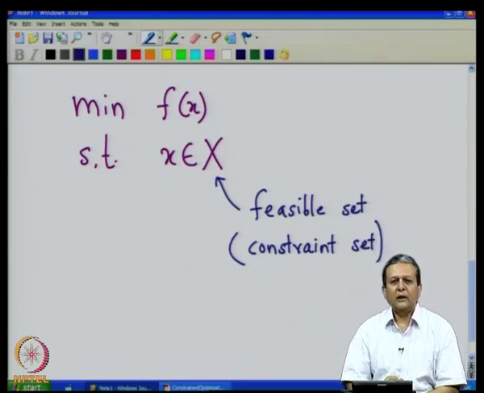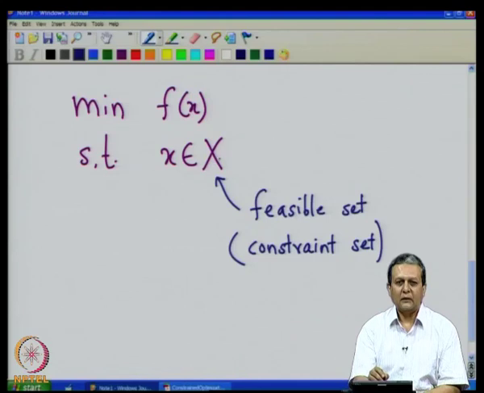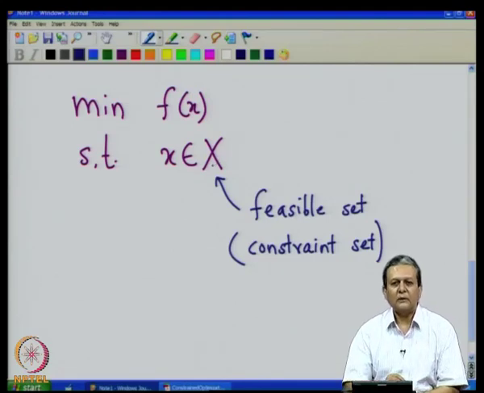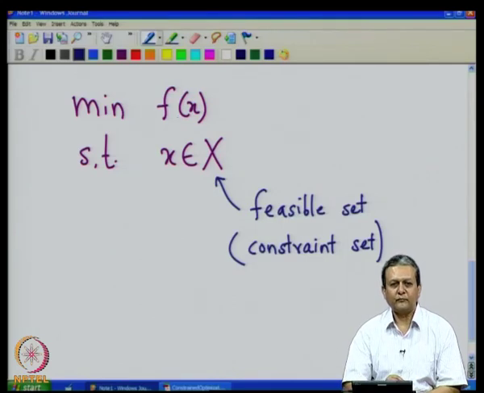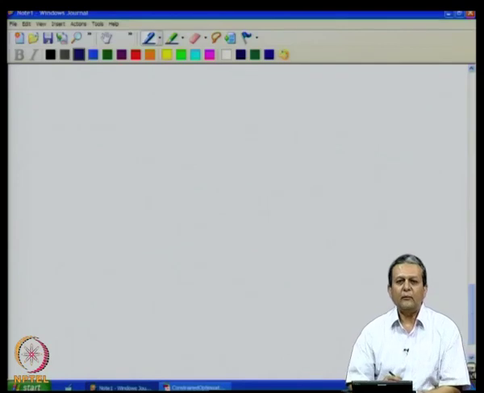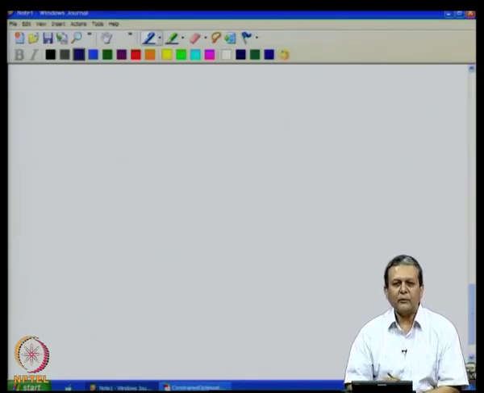So, this is a typical constraint optimization problem. When X is the n-dimensional space of real numbers, then this problem becomes an unconstrained problem. Now, some of the typical constraint optimization problems that one comes across are the following.